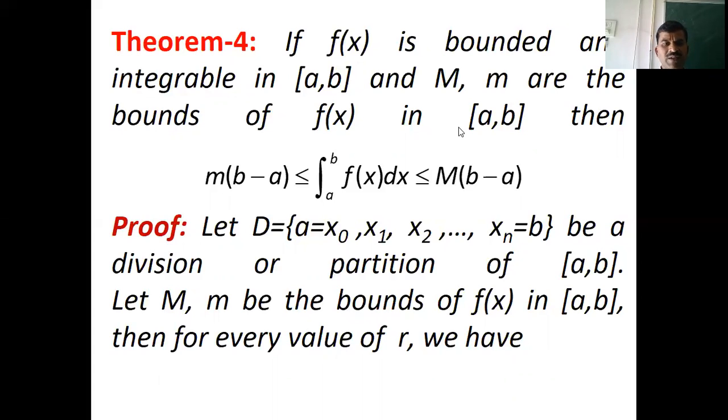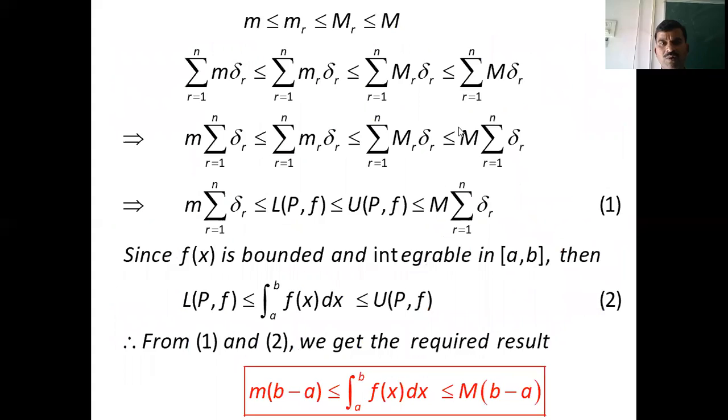Let D be a division of AB, exactly as we have seen in the previous theorem. Let capital M and small m be the bounds of f of x in the closed interval AB. Then for every value of r, we have this relation in the subinterval. Plugging in all that m and delta, since this small m and capital M are independent of the summation, we lastly wind up with this relation. And also since f of x is bounded and integrable in the closed interval AB, we have this relation. From these two relations, we can write the relation that we require at the end.